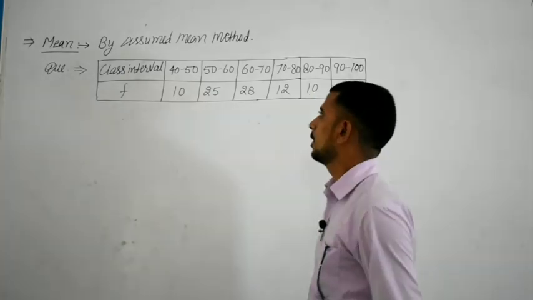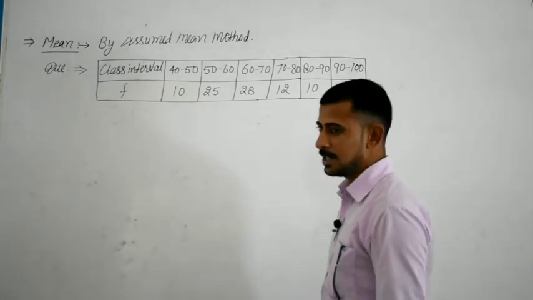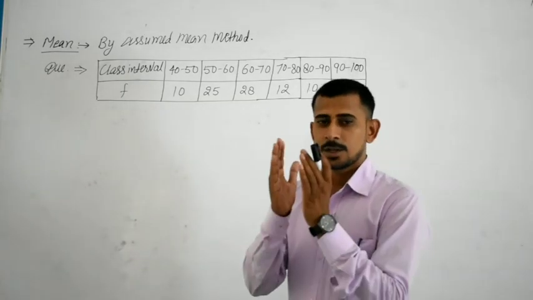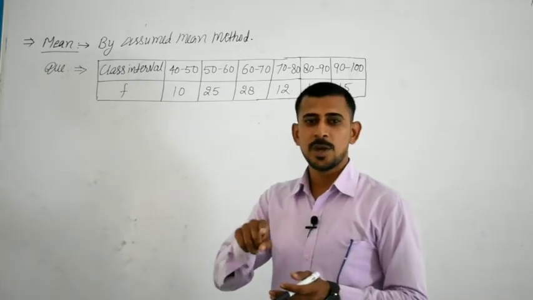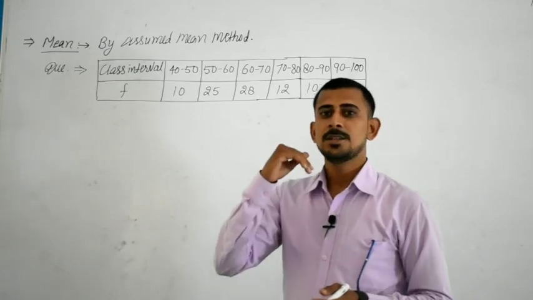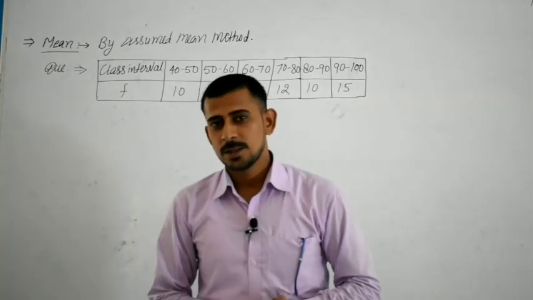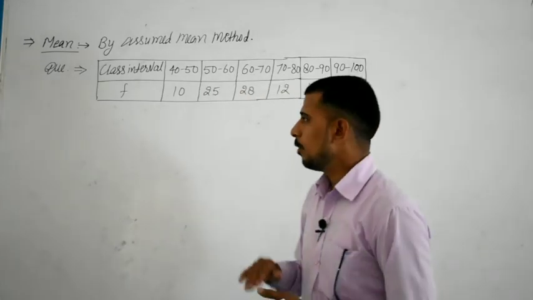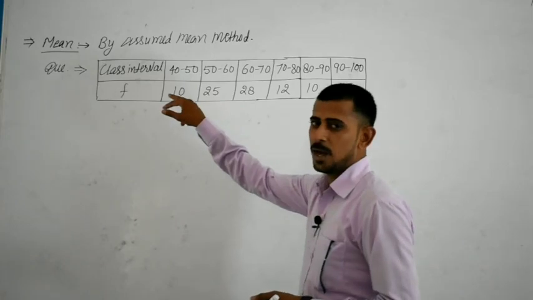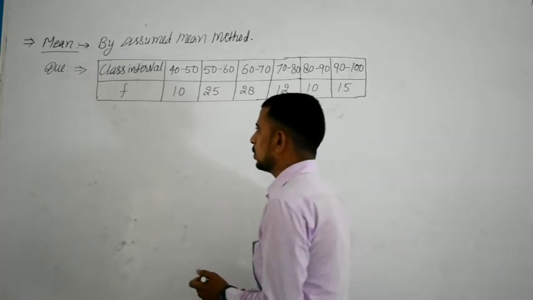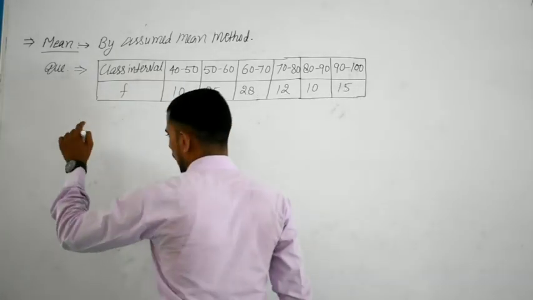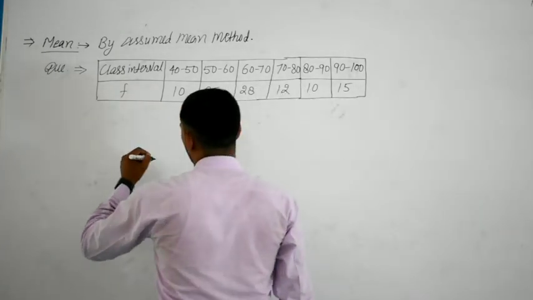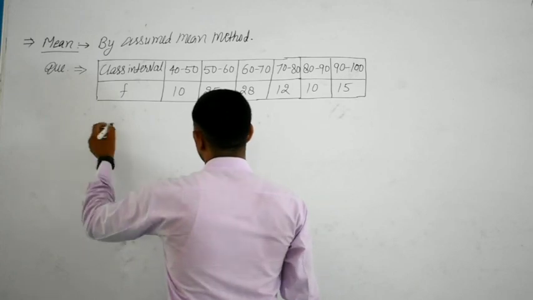Now the next question. When class interval and frequency are given: in the last question, class marks x and frequency f were given and we found the mean by the assumed mean method. Now in this question, class interval and frequency are given. The first step is to make a frequency distribution table.